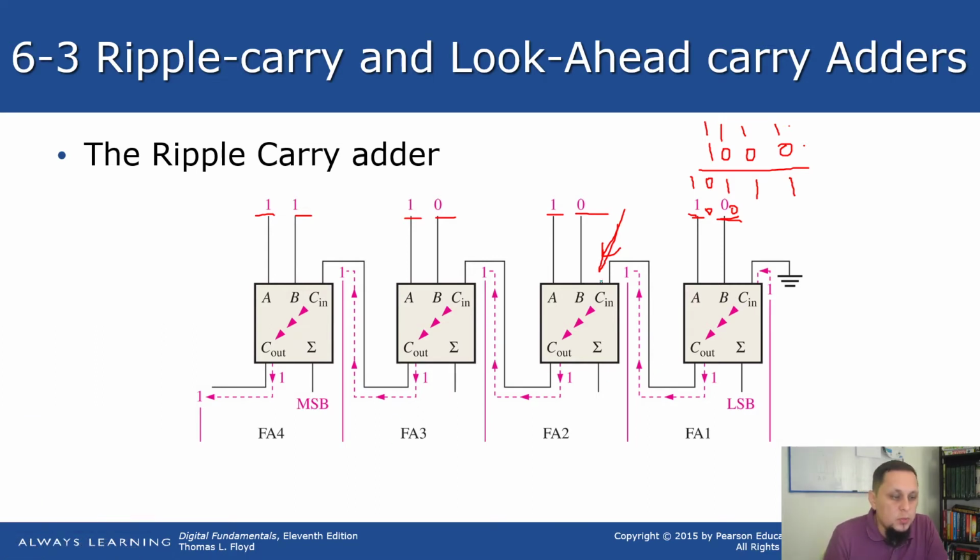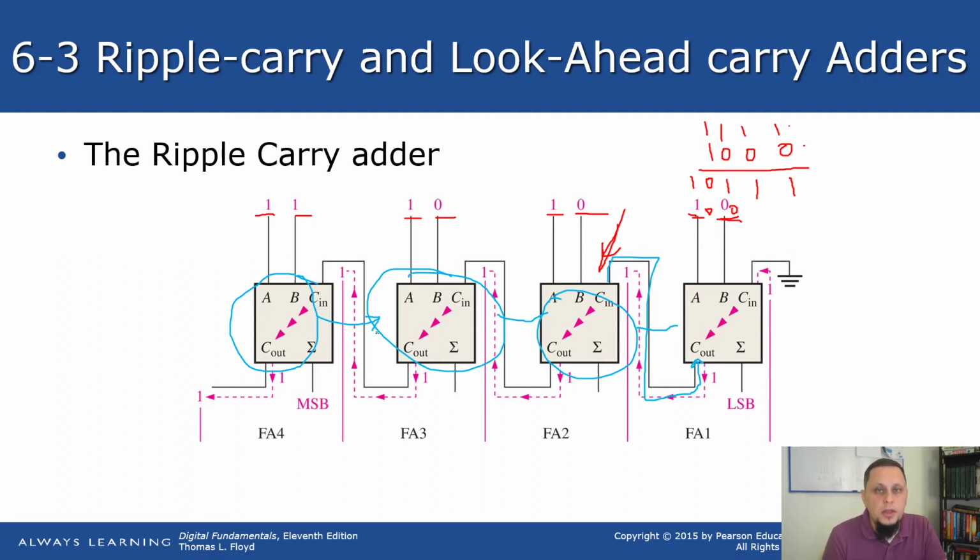Why? Because one of the inputs is connected to the output of the previous adder. So this adder has to wait for the result of this addition, and then this next adder has to wait for the result of the previous adder. And then the last adder here has to wait for the result of the previous adder. I hope this is clear.